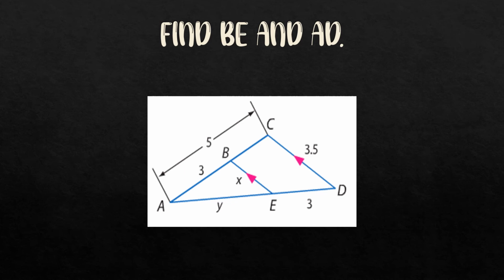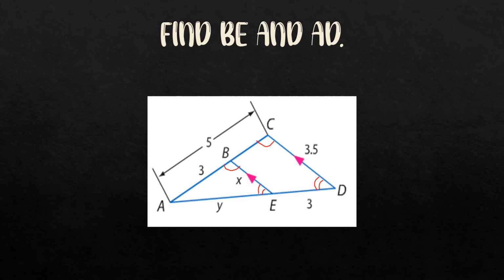All right, in our last problems, we're going to be finding some missing sides, knowing that the triangles are similar. So here, find BE, which is X, and AD, which is Y plus 3. We know these triangles are similar. Even though it doesn't tell us, we know the triangles are similar because we know these lines are parallel. So we have corresponding angles that are congruent, and that makes these triangles similar by angle.